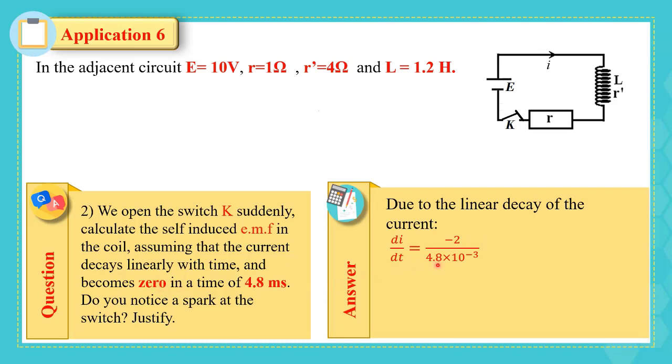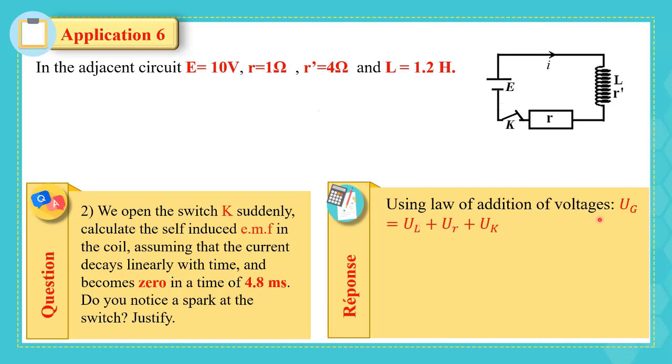So 0 minus 2 over delta t, which is equal to 4.8 times 10 to the power minus 3. Of course, the 10 to the power minus 3 is for converting from millisecond to second. So di over dt will be equal to minus 2 over 4.8 times 10 to the power minus 3. And since E equals minus L di over dt, we will have E equal to minus 1.2 times minus 2 over 4.8 times 10 to the power minus 3, which will be equal to 500 volts.